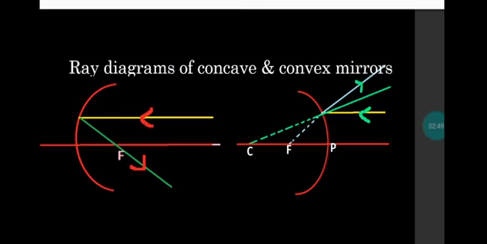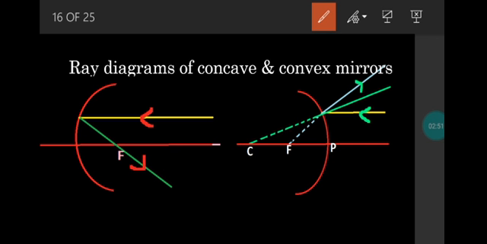The ray diagrams of concave and convex mirrors. We have three rules in it. The first rule is when a ray passes parallel to the principal axis. This is the ray R1 which is passing parallel to the principal axis. It is reflecting and passing through the focus point F. This is the concave mirror.